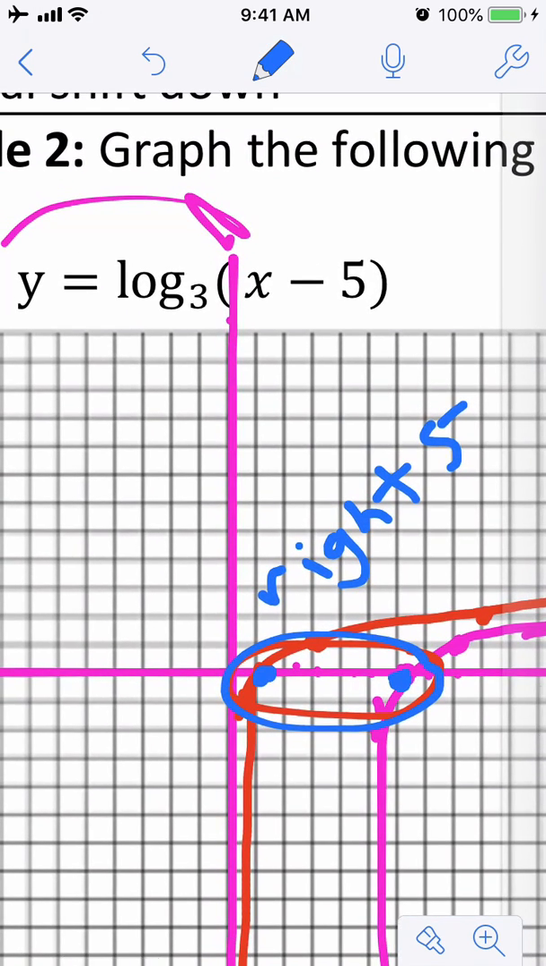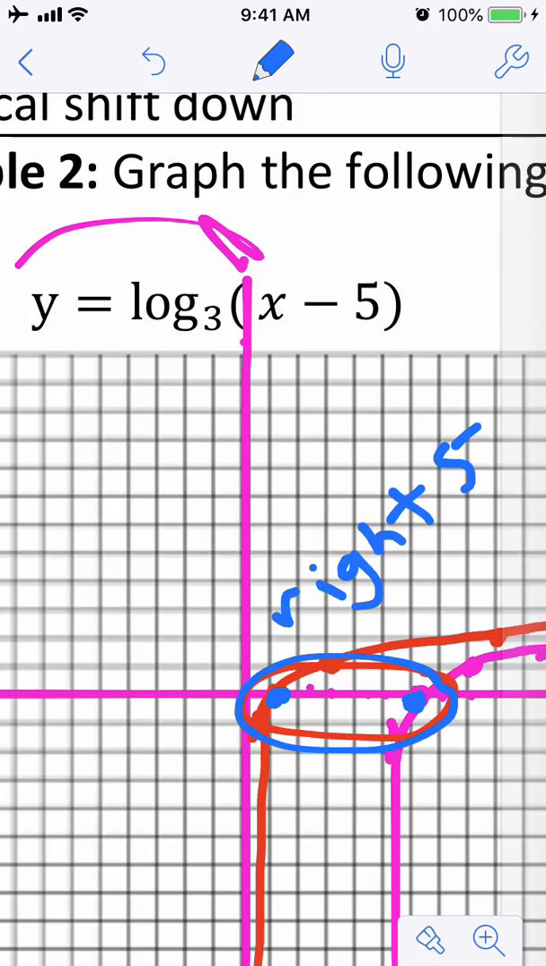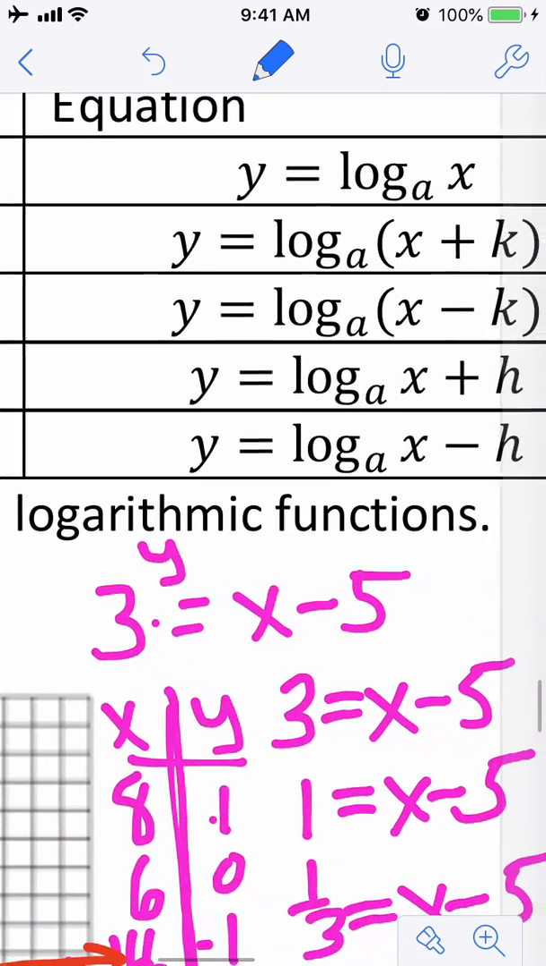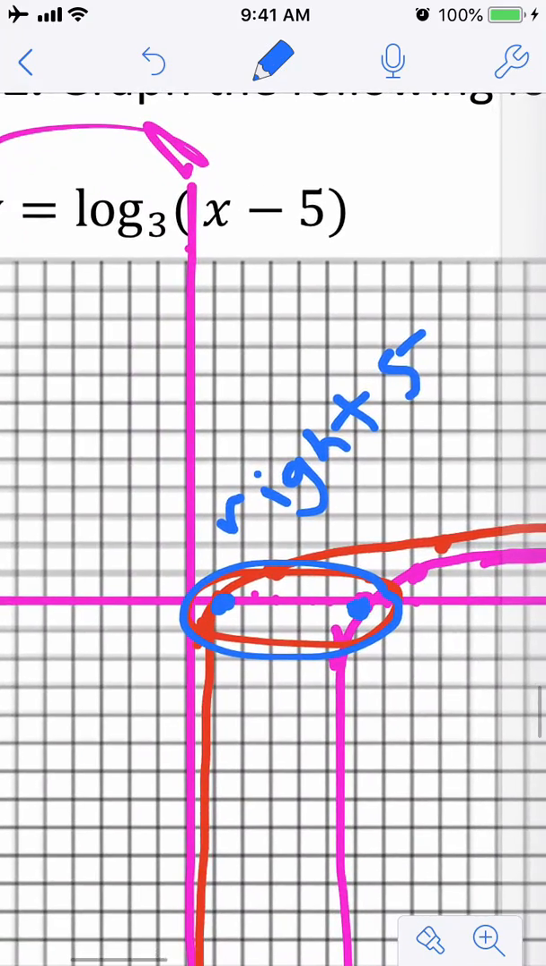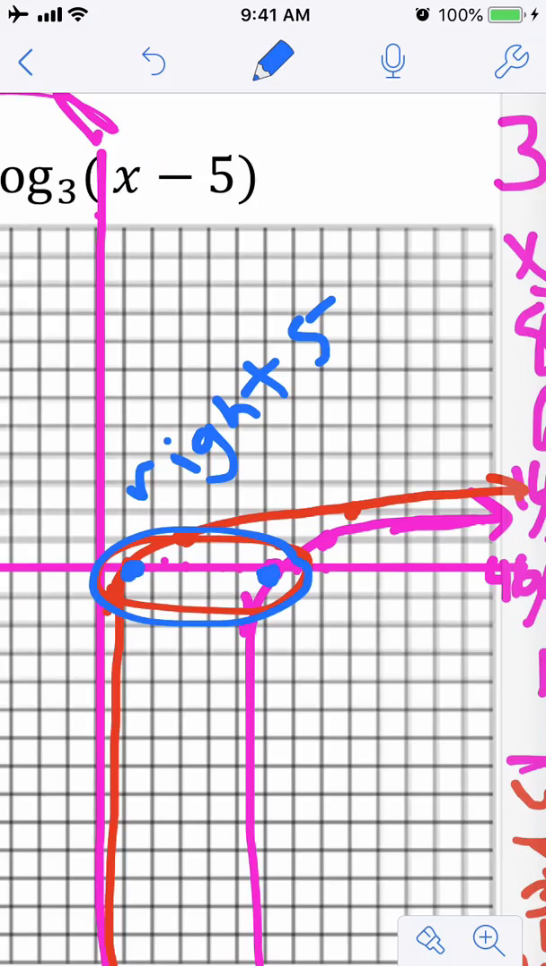And if we look here, isn't that what it said it would do? Isn't that what the table said? When you subtract a number, you go right that many. Here we're subtracting 5, so it went 5 to the right.